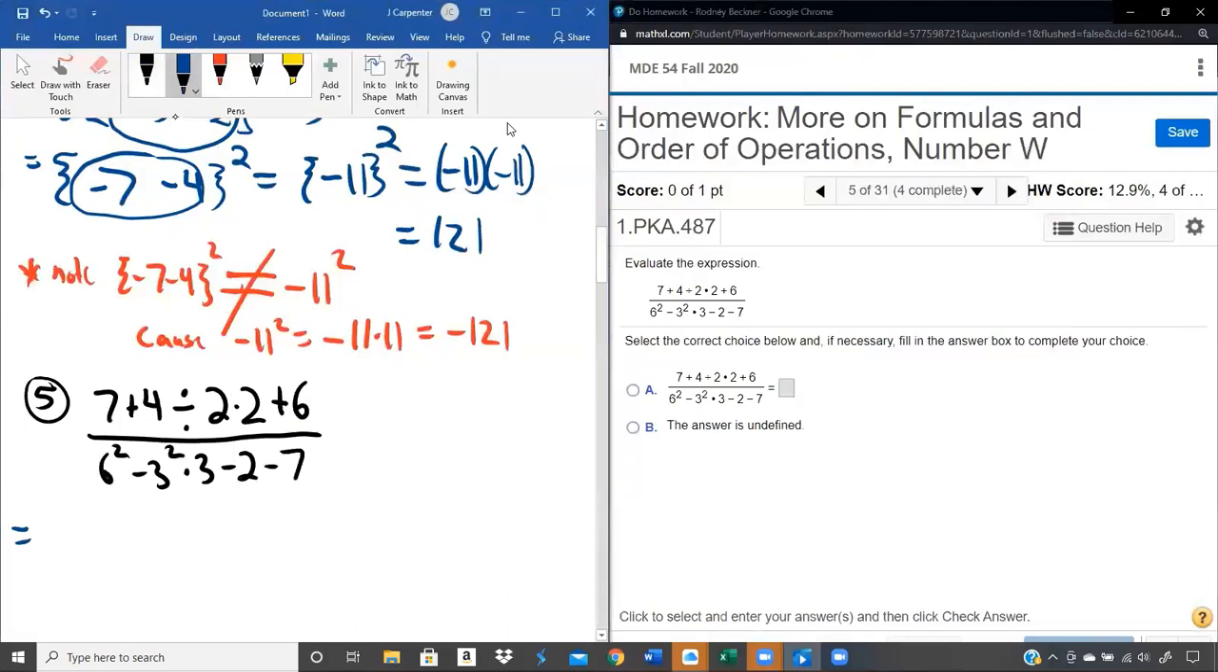PEMDAS, 4 steps, not 6. P, parentheses. There are no parentheses written here. Technically speaking, the way we think of fractions when they've got a bunch of steps top and bottom, there's an imaginary parentheses here, which is why we have to do the entire top by itself, the entire bottom by itself, and then we can do the division. And when we say top and bottom, we're doing them in the appropriate PEMDAS steps.